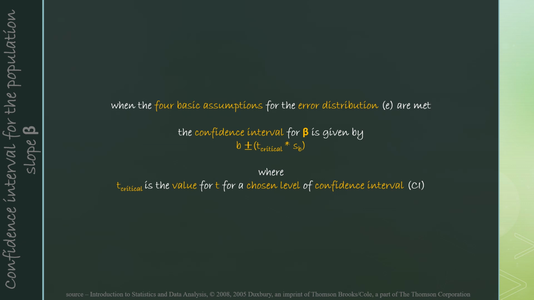Therefore, when the four basic assumptions for the error distribution E are met, the confidence interval for beta is given by the point estimate b plus or minus t critical multiplied by SB, where t critical is the value of t for a chosen level of confidence interval. Refer to the lectures on point estimates and confidence interval for more details on the t critical value.